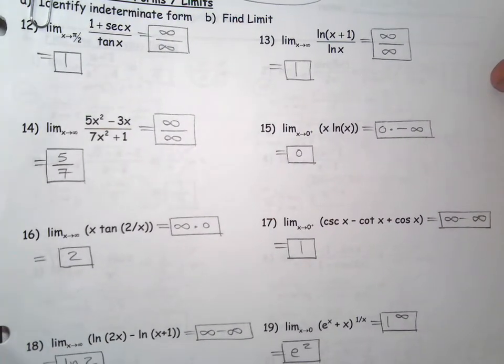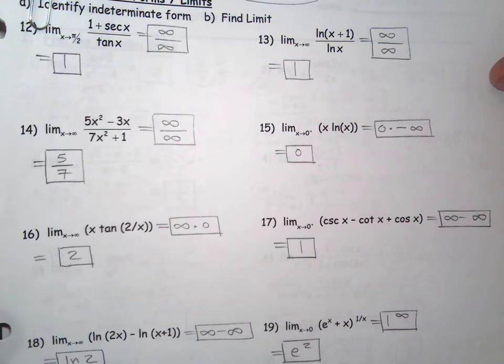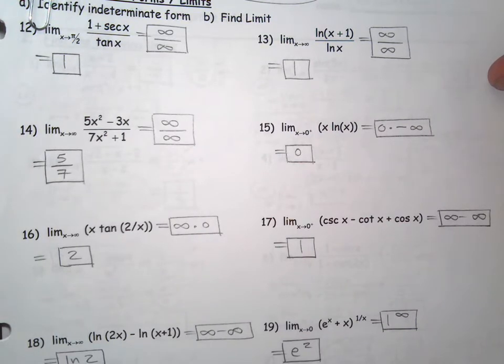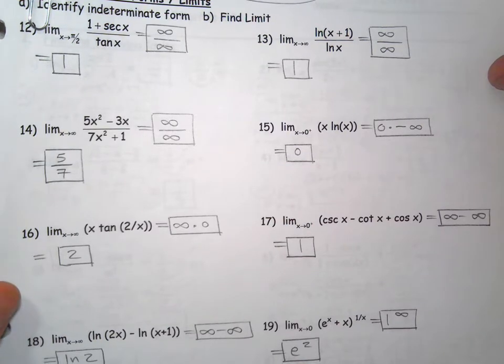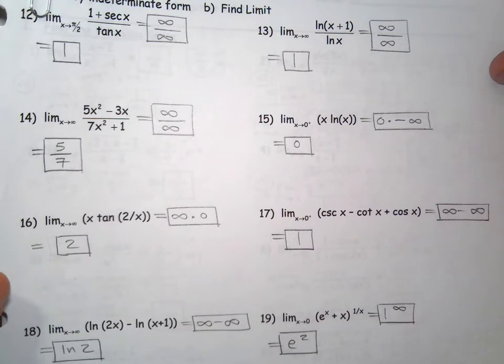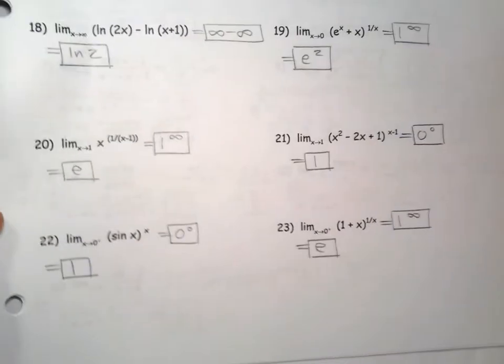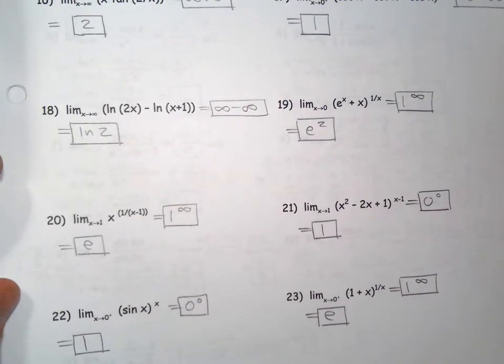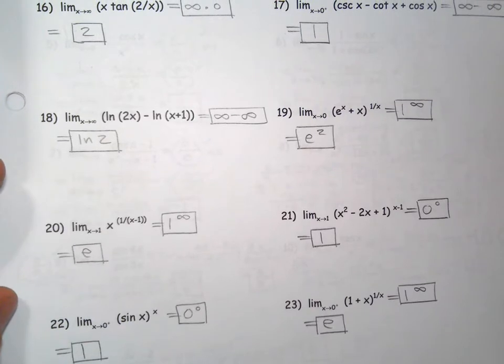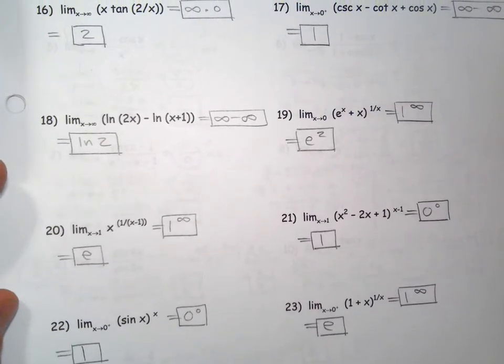Getting some more typical ones, 12, 13, 14, and then things start getting a little weird for the rest of them, using some of our new techniques. Pause it if you need to, so you can check your answers. And here are the last ones. Pause it if you need to.